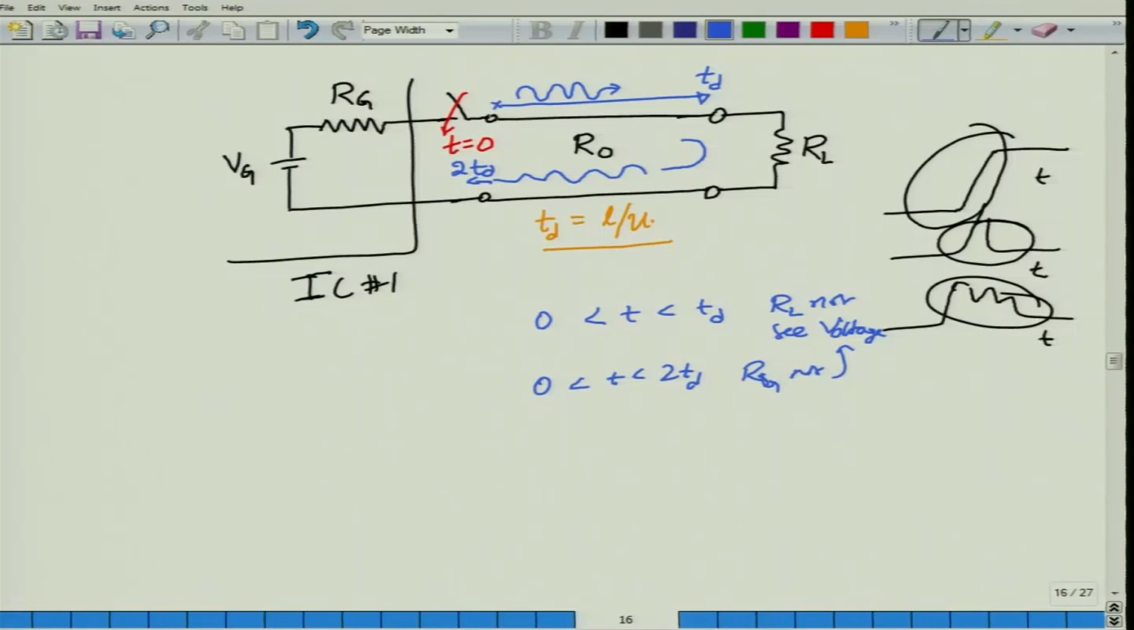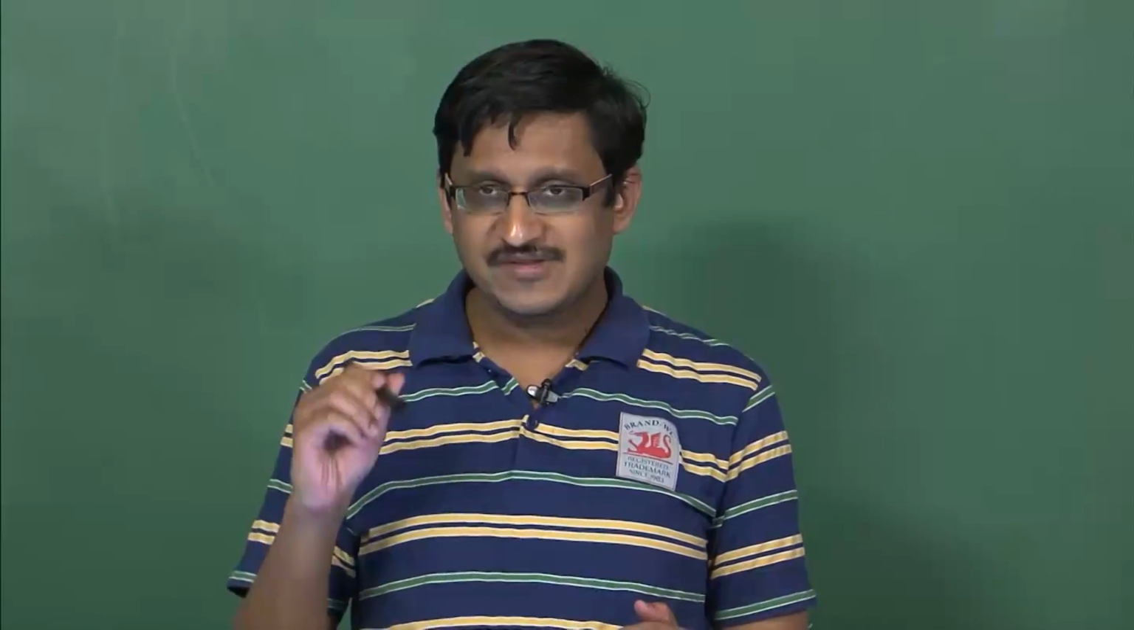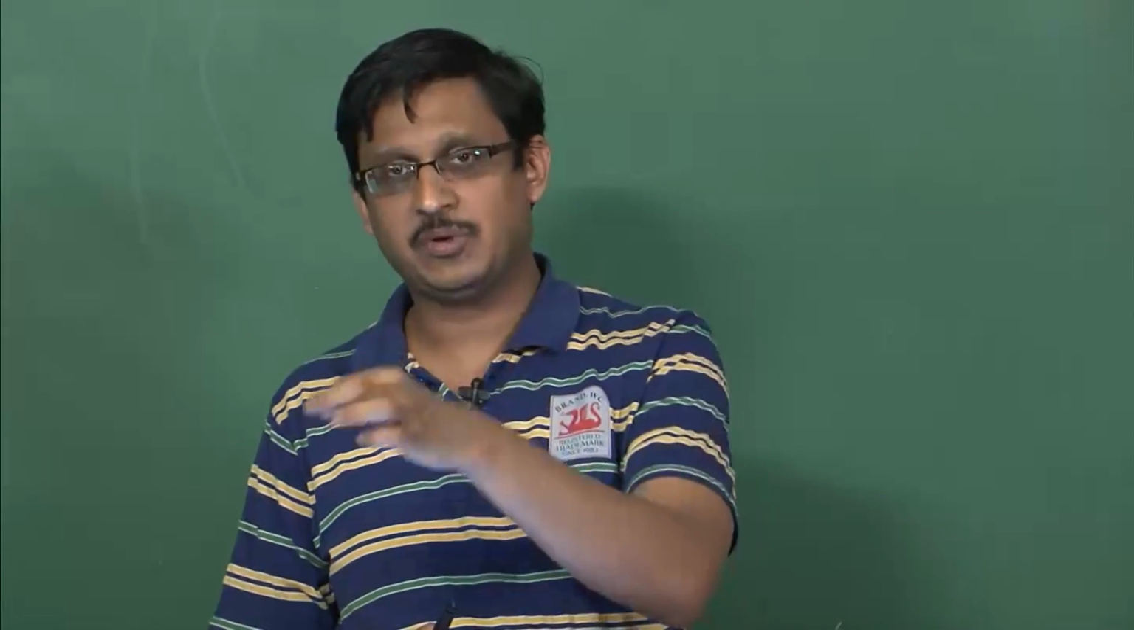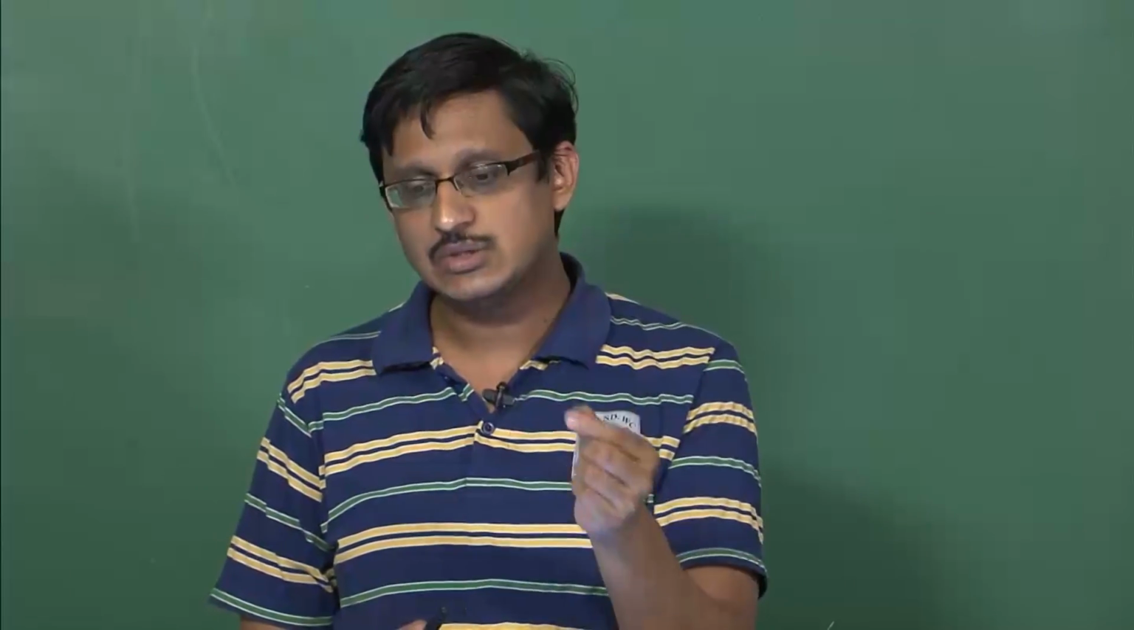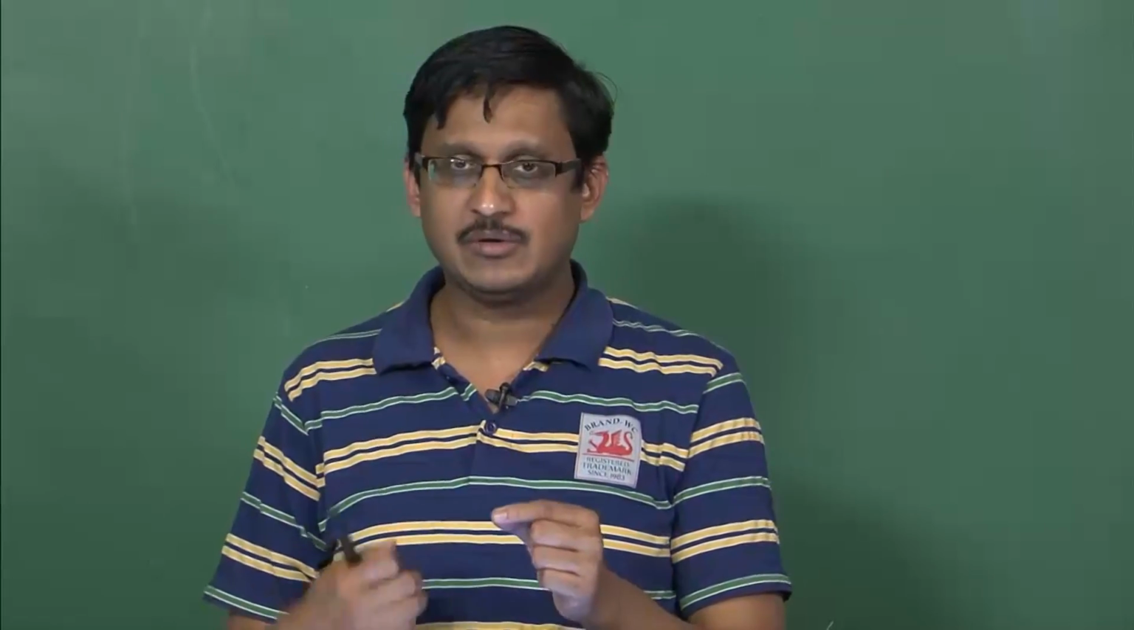Whatever changes have to happen have to wait for a total time delay of Td for the load to see the source, and for the source it would take a time delay of 2 Td. But once the reflected voltage reaches back the generator or the source, the forward going voltage is still propagating. If Rg is not equal to R0, there will be further reflection at the source side or the generator side.